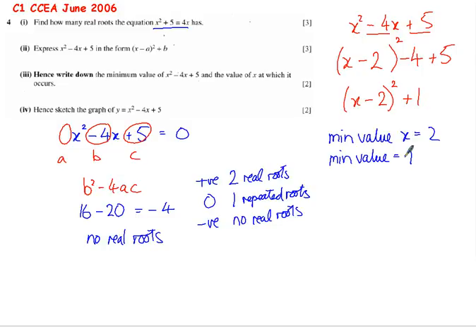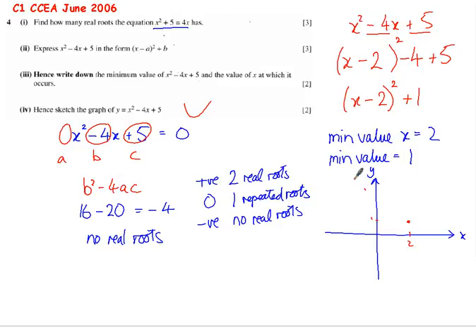And finally, it says hence, sketch the graph. So we've got to put all this information on. Our minimum value is when x is 2. So we've got our x-axis here and our y-axis here. When x is 2, y is 1. So that's going to be our minimum value. And I know this is a positive quadratic. That's a happy face. It looks something like that. So I'm going to draw it in something like this.